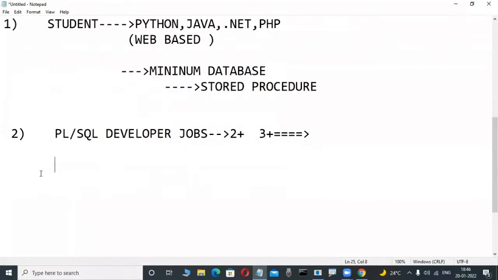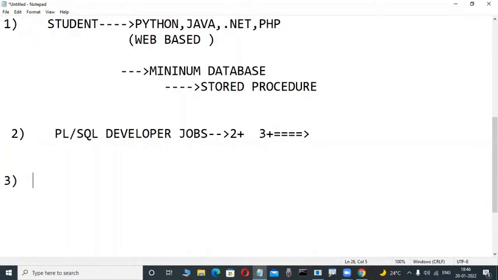Yes, observe here, SQL developer jobs purpose. Another type of persons: nowadays, so many people do not have very good coding knowledge. Maybe they are not technical persons. They want to move into software. In that case, one type of jobs is there.